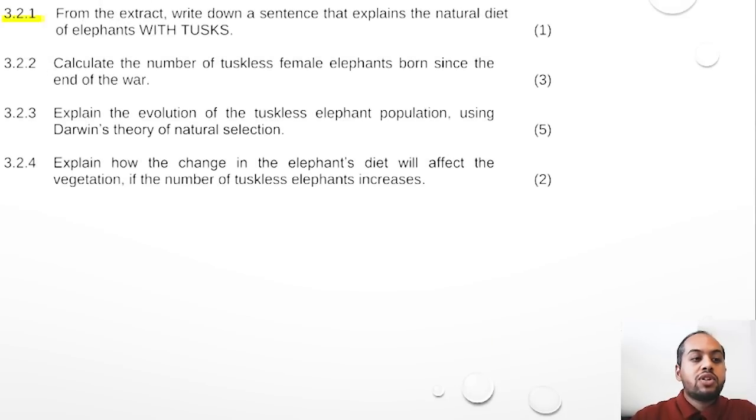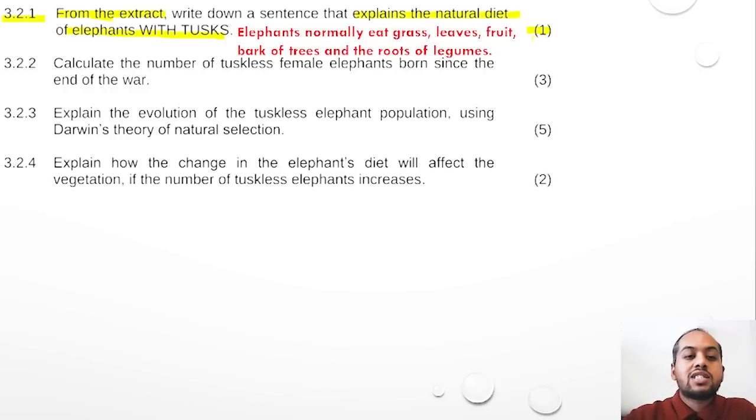The first question, 3.2.1, says from the extract, write down a sentence that explains the natural diet of elephants with tusks. So if you go to the extract, you will see it states that elephants normally eat grass, leaves, fruit, bark of trees, and the roots of legumes. 3.2.2 says you're calculating the number of tuskless female elephants born since the end of war. In the paragraph, you will see they're speaking about 33% out of 91. Therefore, 33 over 100 times 91 is going to give you 30 female elephants.